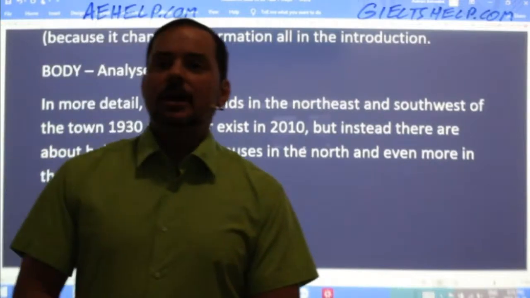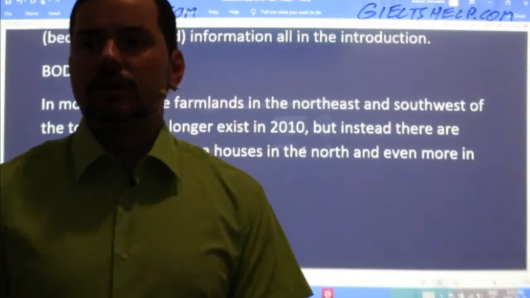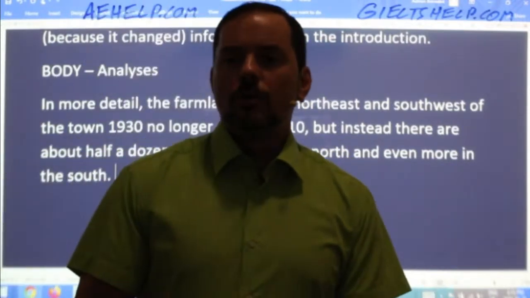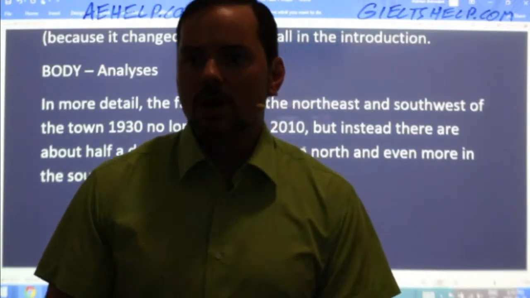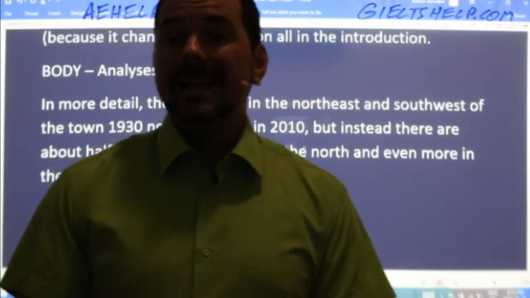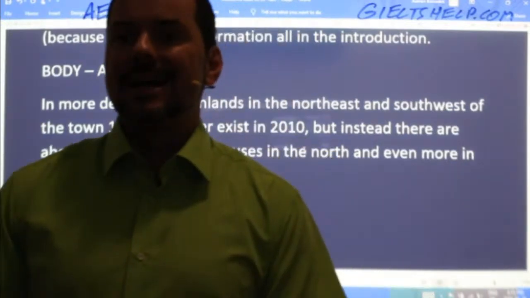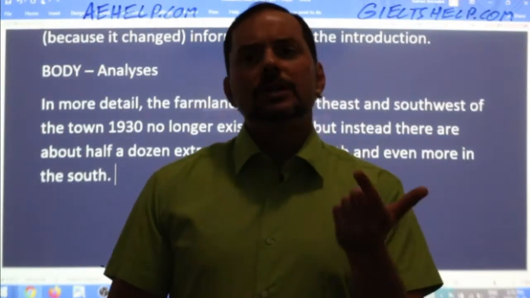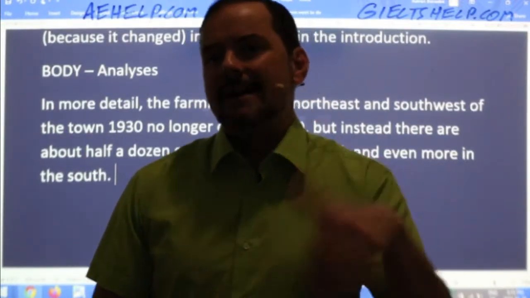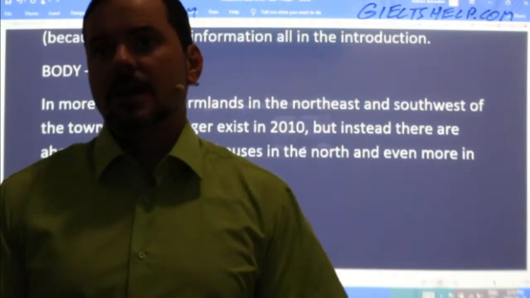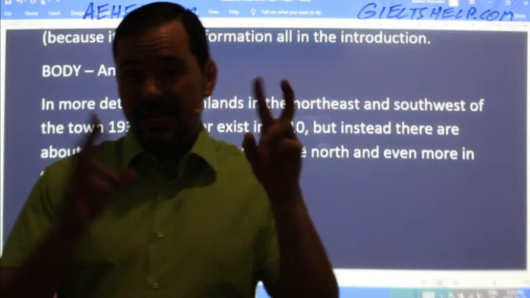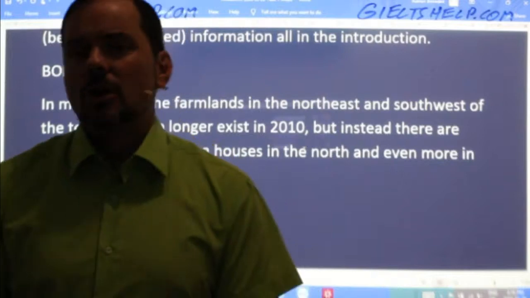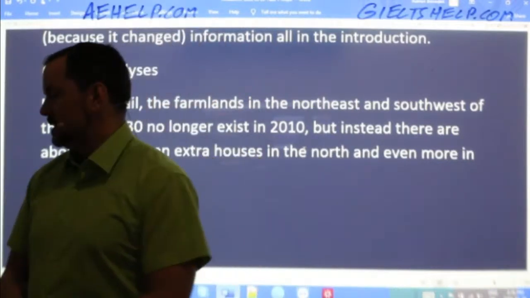Pavan says, at a closer look, it can be observed that the most drastic change appeared to be farmlands located at the southwest and northeast side of town, as they no longer existed in 2010 due to urbanization. Pavan, you don't need to say the most drastic change because we have that in the introduction. That's another reason to have the introduction and overview together so you don't repeat yourself like that, okay? So you don't have to have that repetition there.